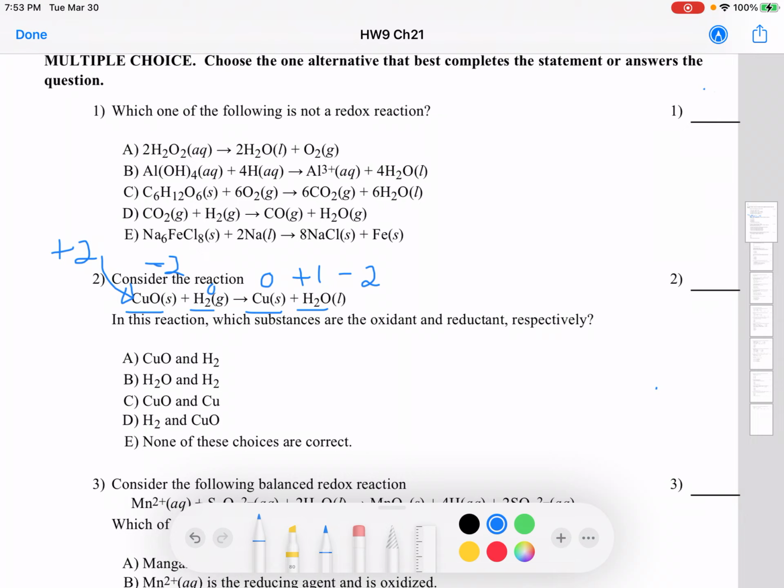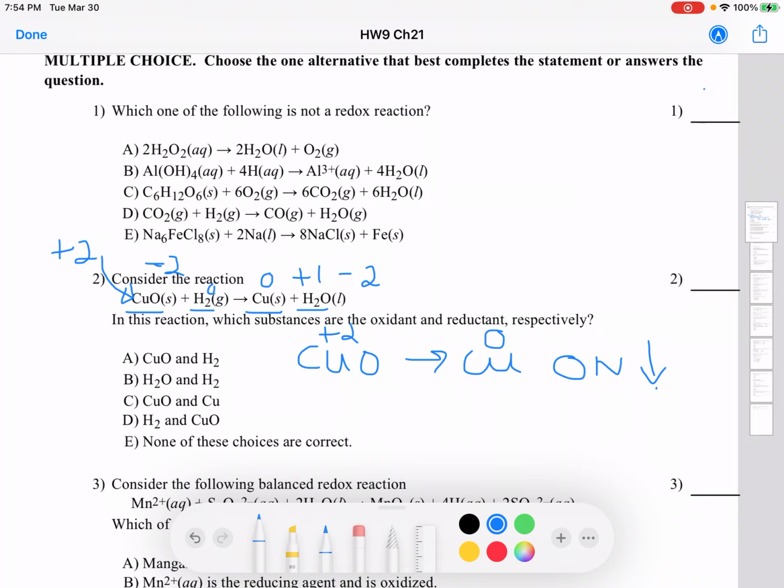Right? +2 to 0. Has the oxidation number increased or decreased? Oxidation number decreases. How does oxidation number decrease? By gaining electrons. If you gain electrons, what do you call that process? That is a reduction. So copper oxide becoming copper, going from +2 to 0, the oxidation number decreases by taking electrons.